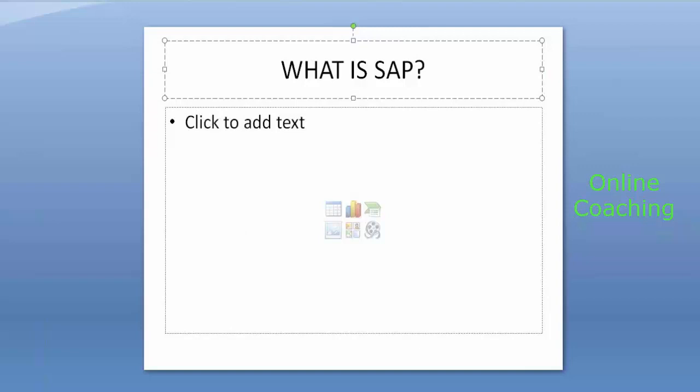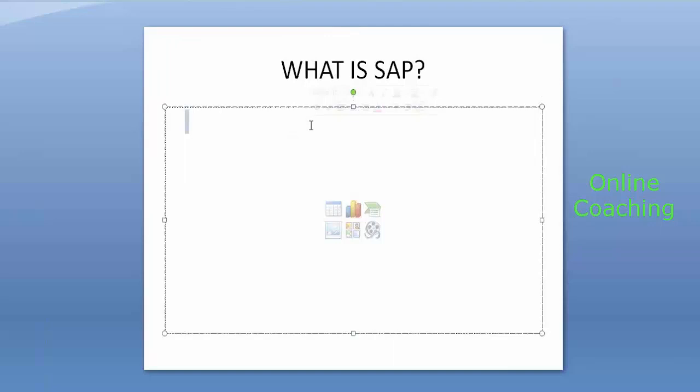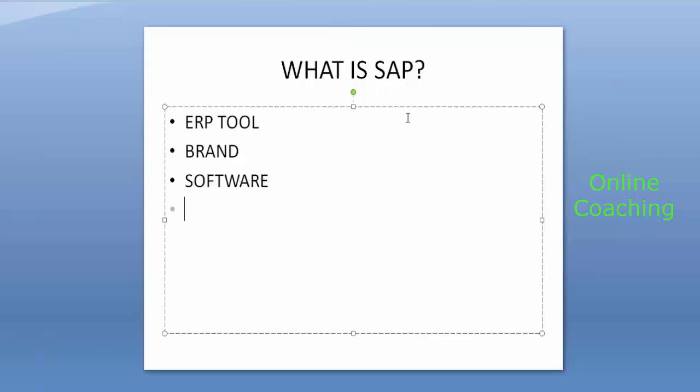Surya? End-to-end resource planning for a large organization. I can hardly hear you, Surya. Okay, Venu? Yeah, it's an ERP tool. Okay, Venu said it is an ERP tool. Some people say it is a brand, some people say it is software. Guys, please unmute yourselves. It's an end-to-end resource planning tool for large organizations. End-to-end resource planning.